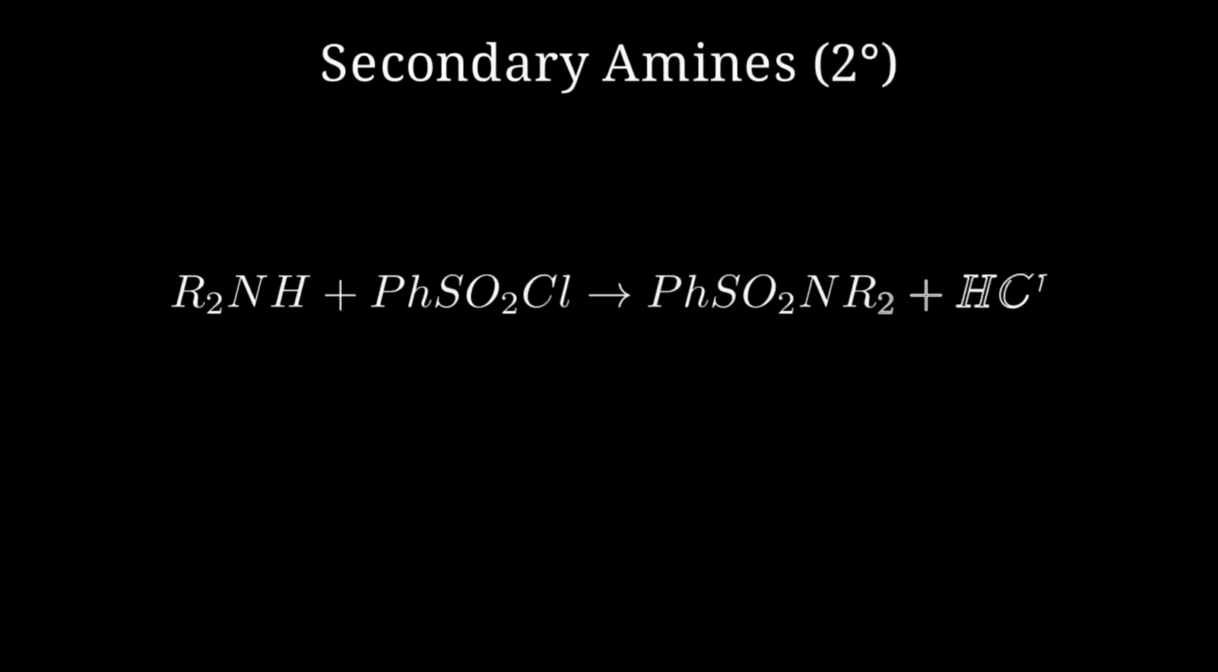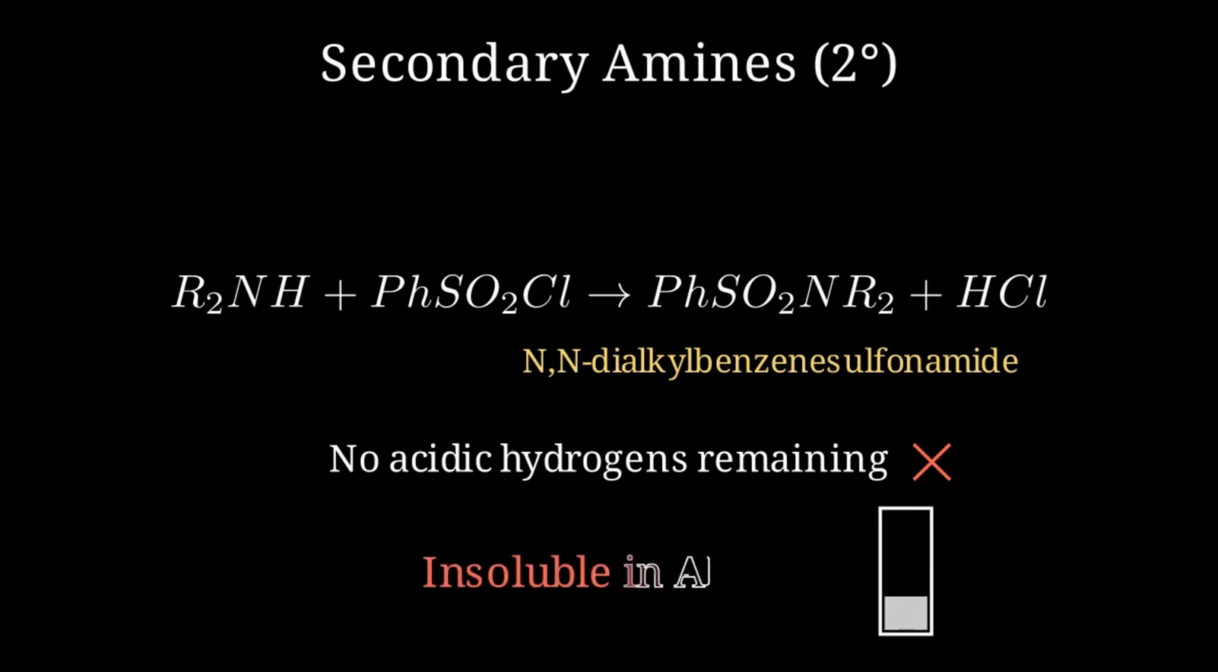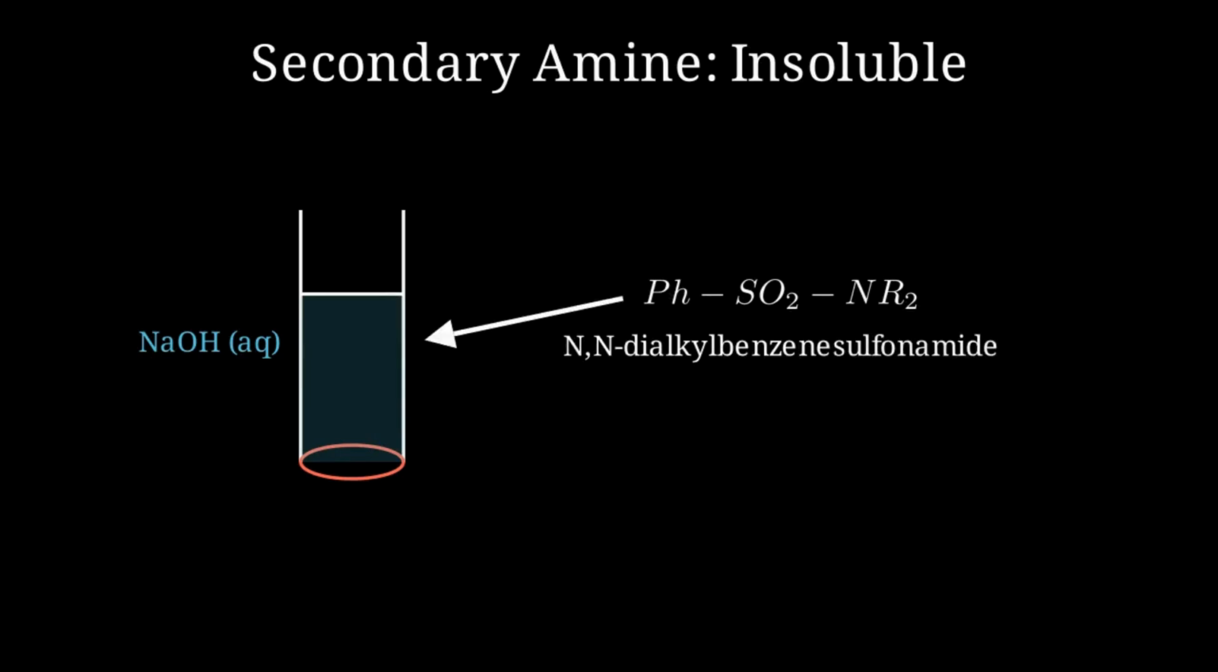Secondary amines also react with the Hinsberg reagent, but the resulting N,N-disubstituted benzenesulfonamide has no acidic hydrogens left on the nitrogen atom. This fundamental difference dictates its behavior when a base is introduced to the mixture. Since there is no acidic hydrogen to react with the base, the sulfonamide remains insoluble.